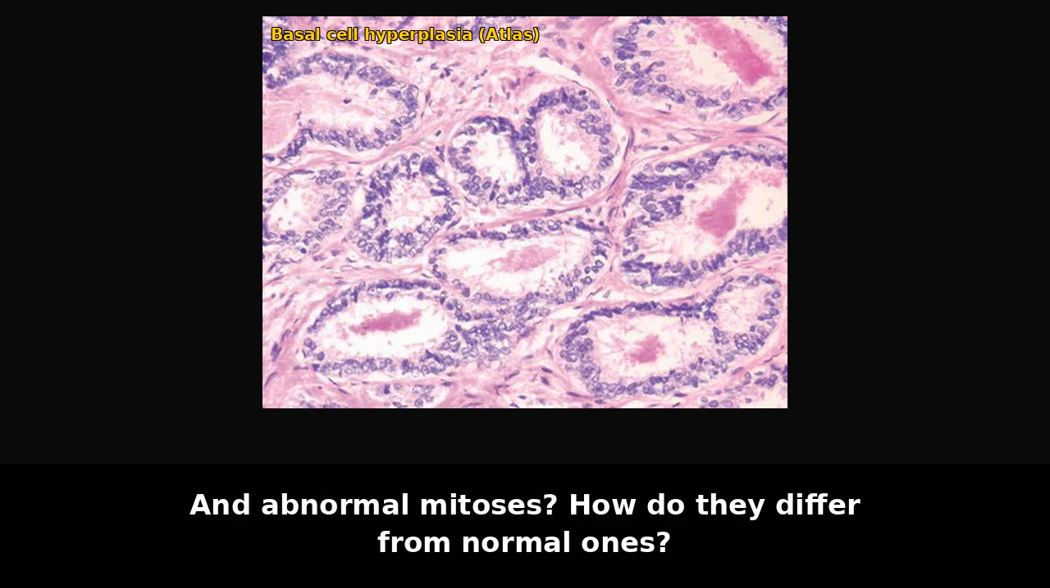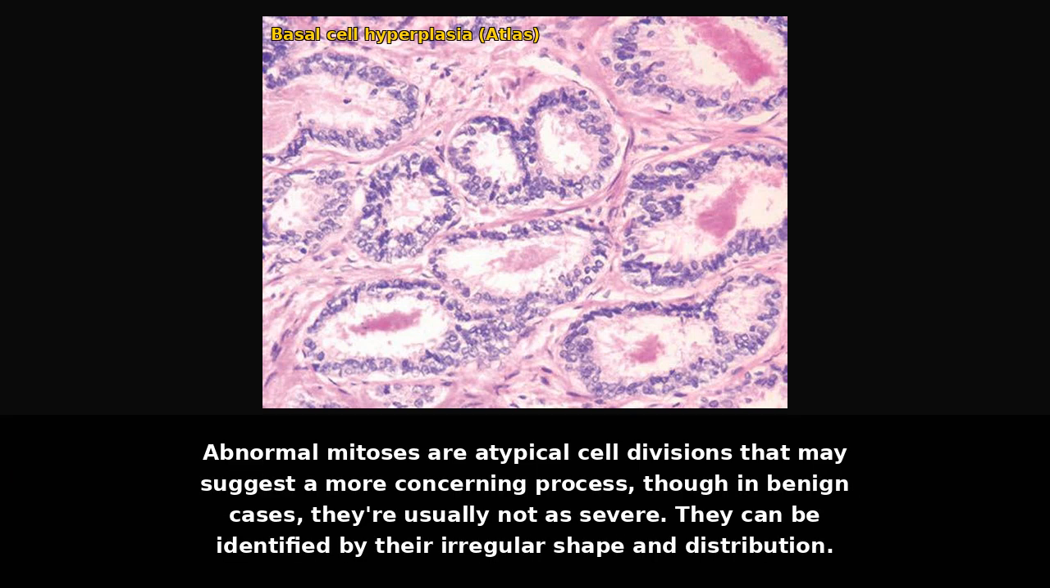And abnormal mitoses, how do they differ from normal ones? Abnormal mitoses are atypical cell divisions that may suggest a more concerning process, though in benign cases, they're usually not as severe. They can be identified by their irregular shape and distribution.